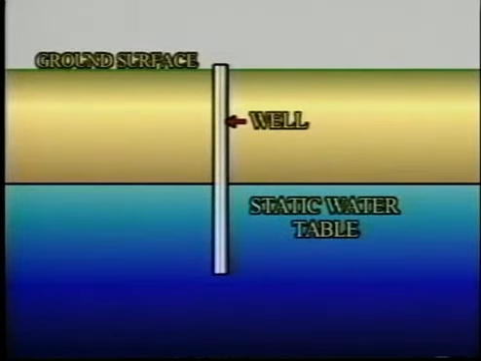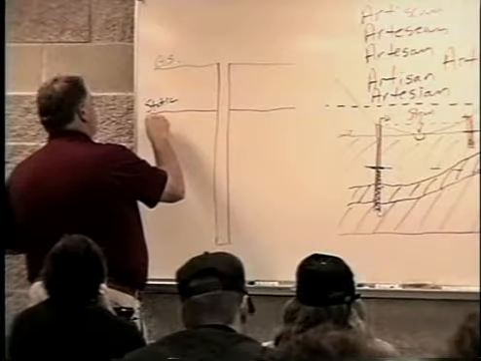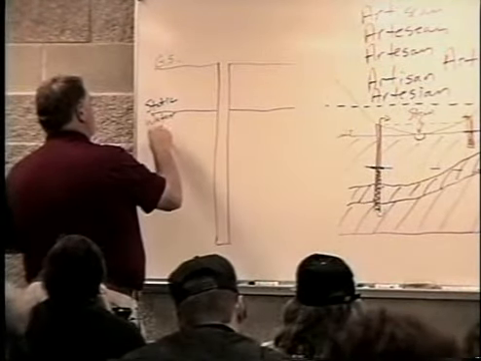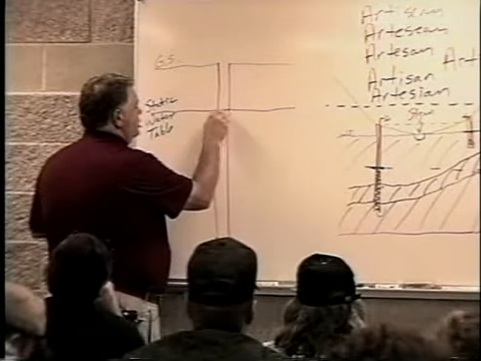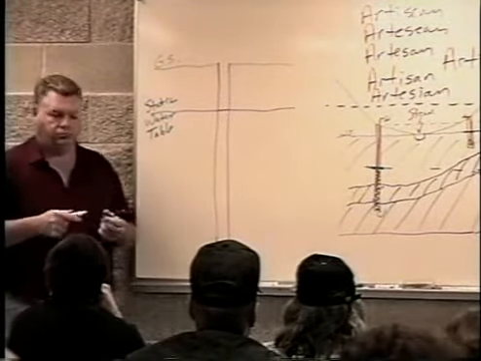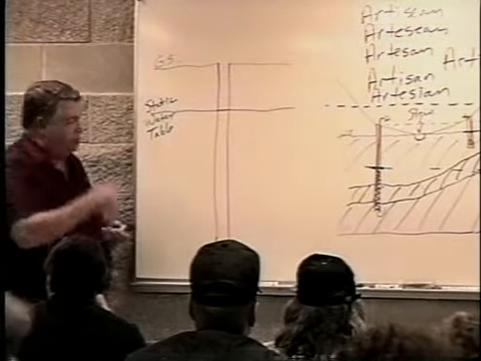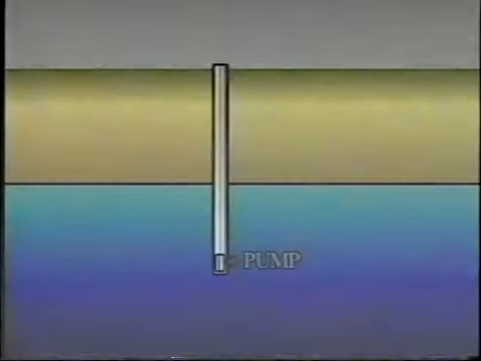Glad you brought it up. We got the ground surface. Drilled our well. Water table sits at a certain point down here. It's what we call the static water table. When nobody's pumping water, the water's going to sit at that level. Now, then we put a pump in here, and we start using the well.